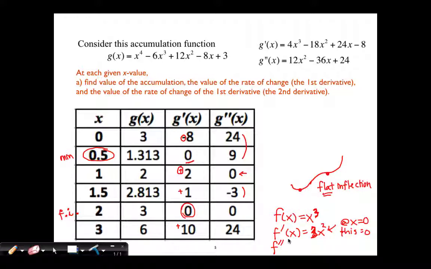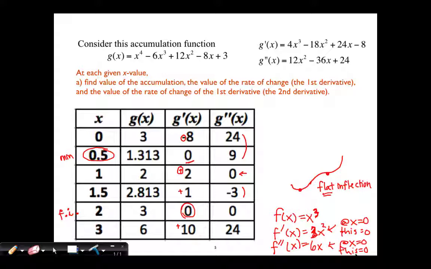And the second derivative is 6x, which is also just 0 at x equals 0. And it doesn't mean that that is a maximum or a minimum or something. A first derivative of 0 means I've got this pause. A second derivative of 0 means there isn't curvature or the curvature is changing.